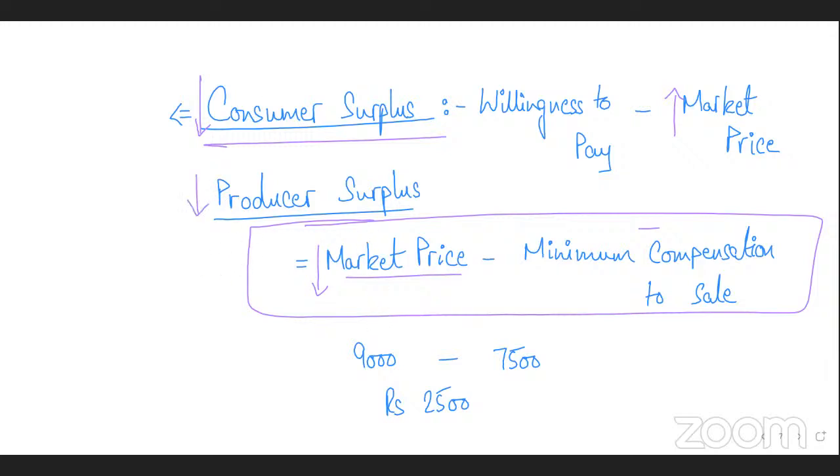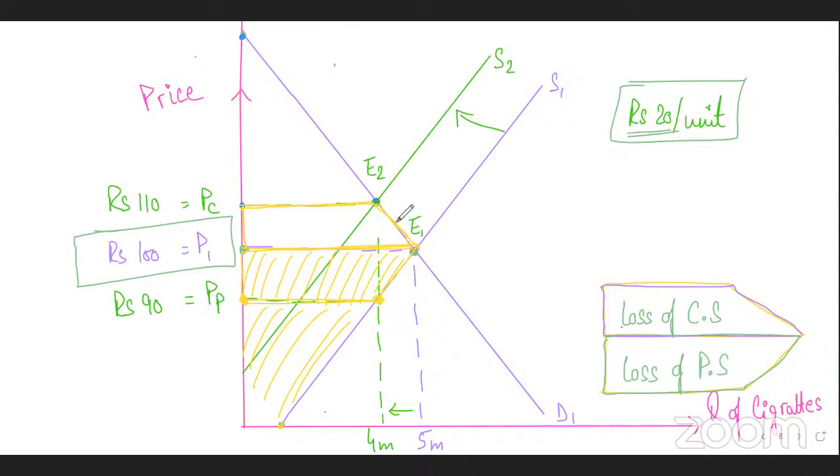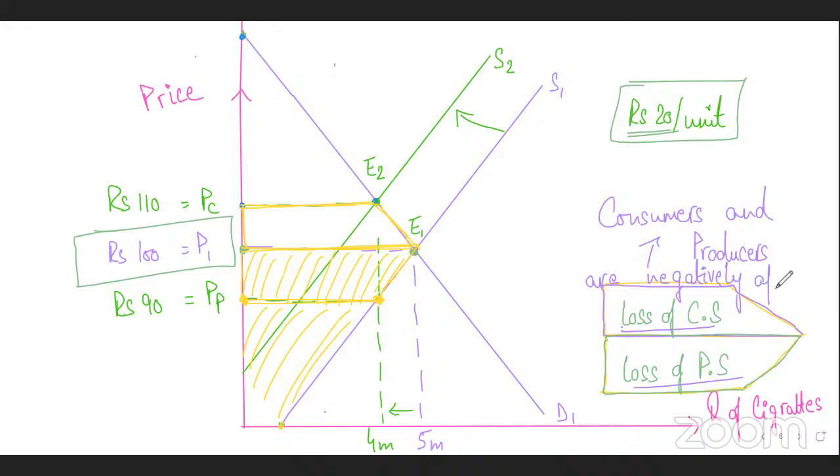Any confusion so far, right? So government is getting better off at the expense of consumers and producers. So loss of consumer surplus and loss of producer surplus is the proof that consumers and producers are negatively affected due to imposition of indirect tax. Any confusion? Students, are you following me?